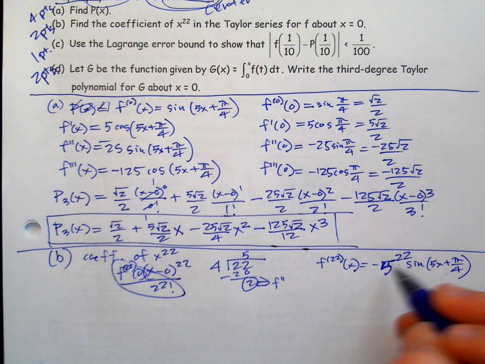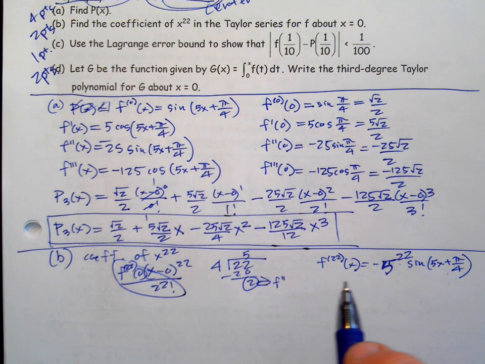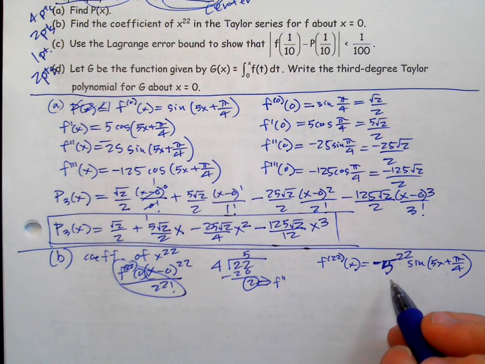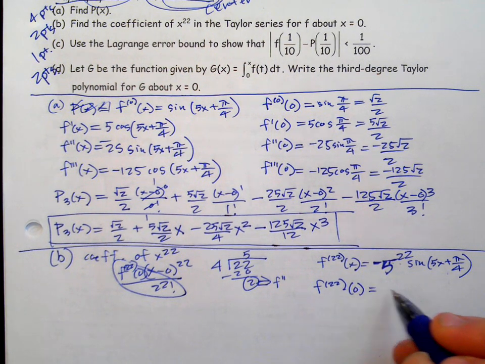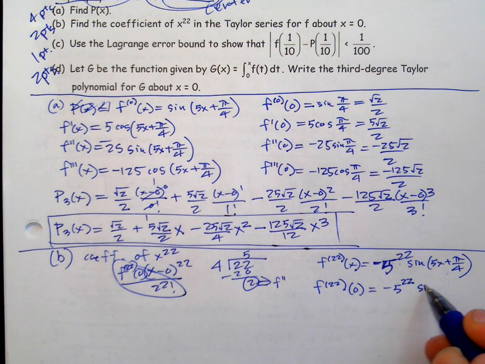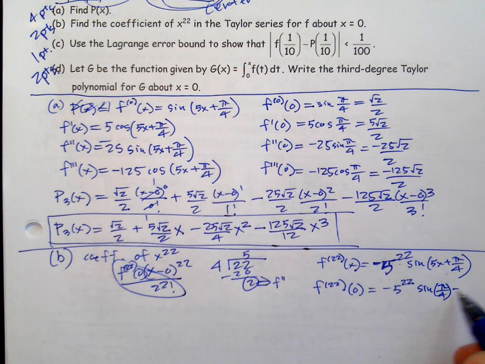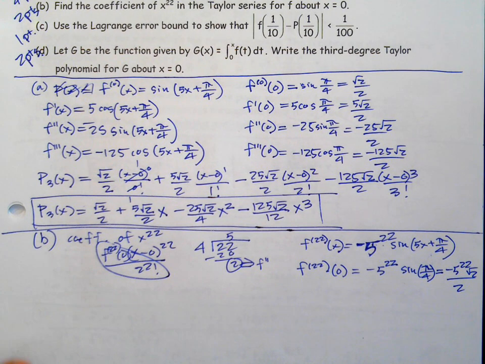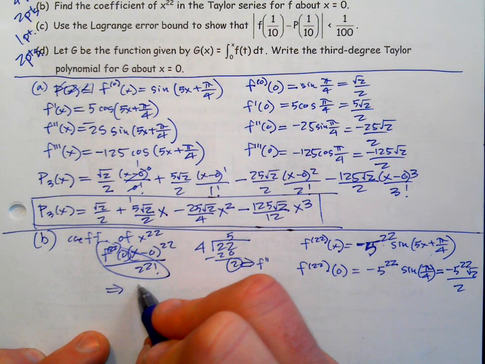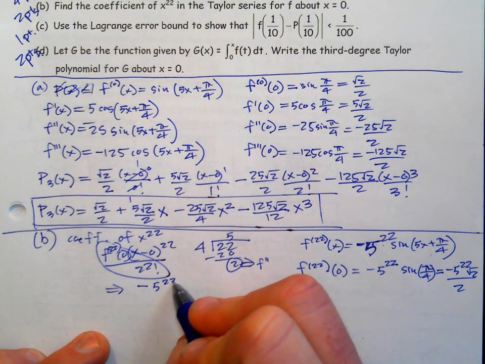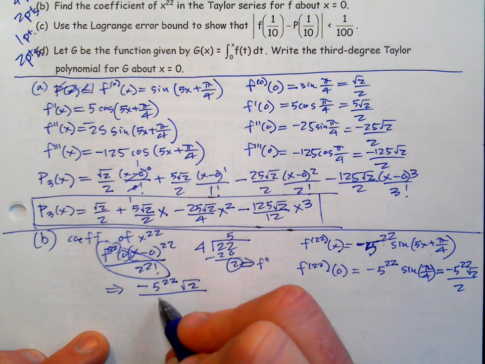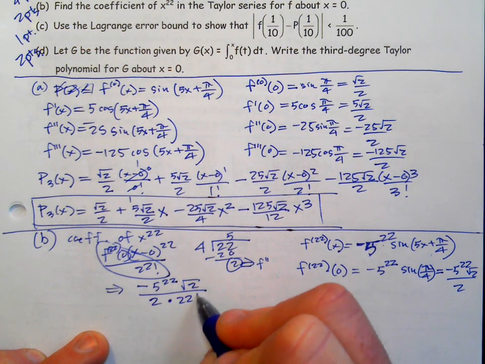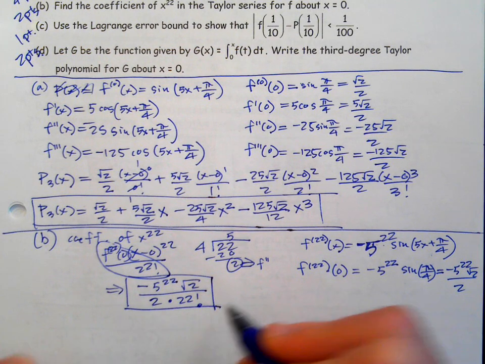And I think it might be okay to just leave that. I don't think you want to figure out what 5 to the 22nd power is anyways, but it's going to be negative. And then we're going to plug 0 into that. And so it's going to be negative 5 to the 22 sine of pi over 4, which is going to give you negative 5 to the 22 root 2 over 2. And so then our answer, the coefficient, is going to be negative 5 to the 22nd power, not in parentheses, root 2 over 2 times 22 factorial. I think we should just leave that answer like that and not try and clean it up.